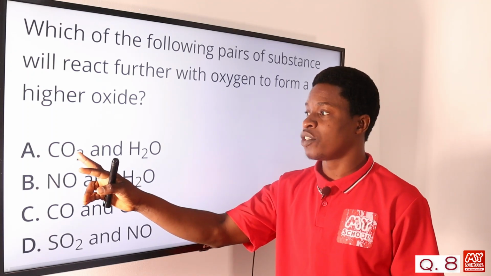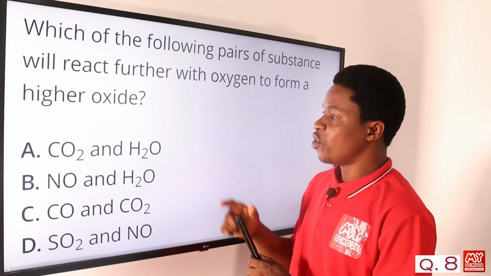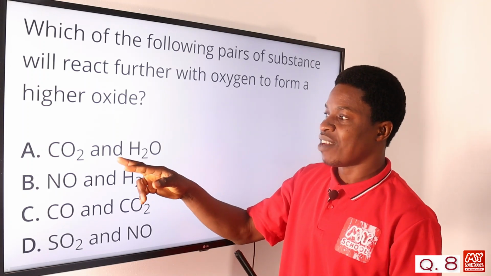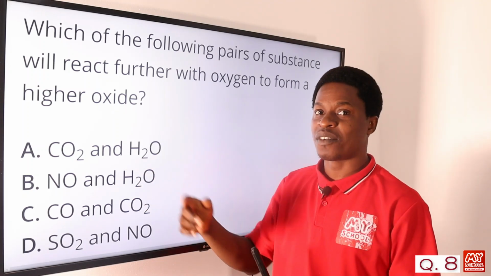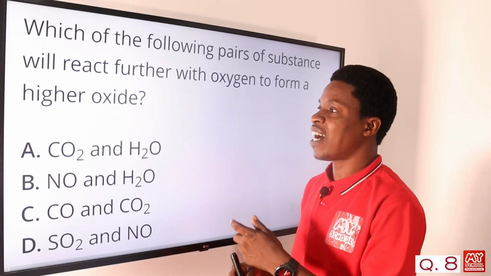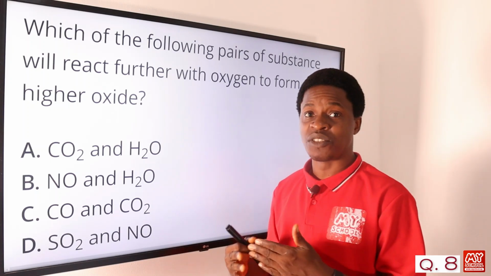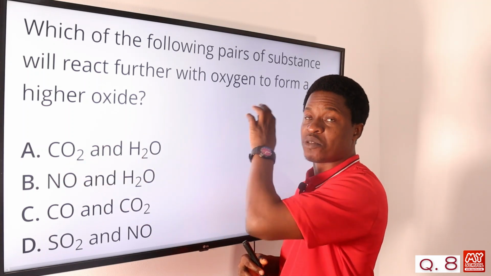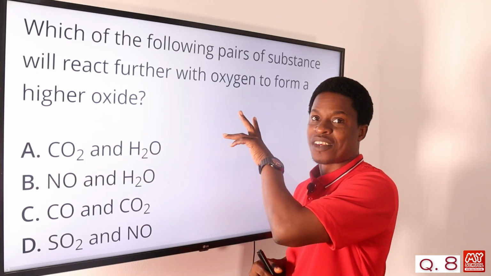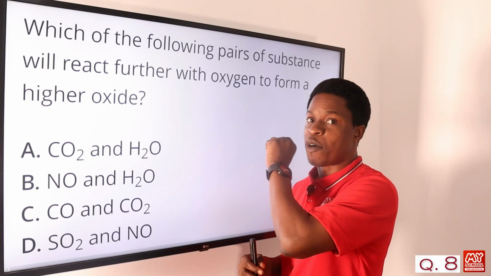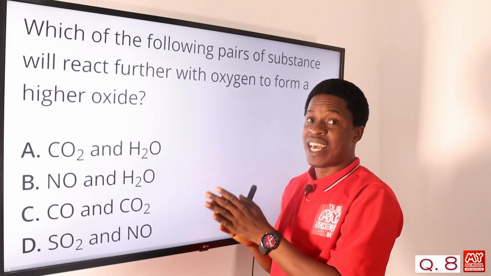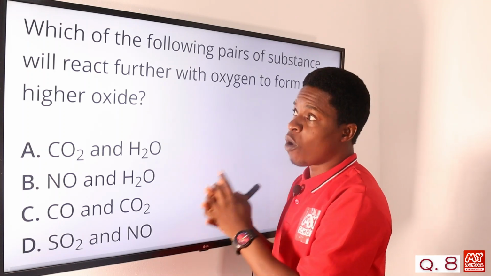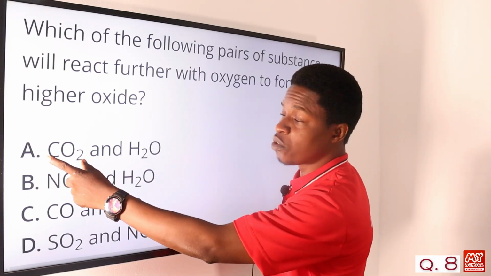Okay, if you react CO2 with oxygen, you are not going to get a higher oxide. There's no name that comes like that. If you have CO2 plus O2, maybe you should have CO4. There's no compound that has that name. Of course, a functional group can actually have that, but no compound can give us that name. So this is not correct.